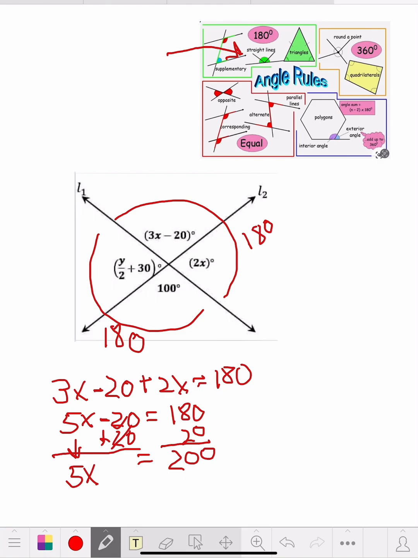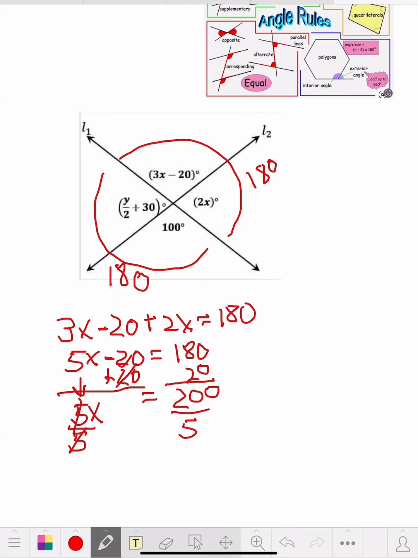So now we still got to get the x by itself. How are we going to do that? We divide. This is 5 times x, so the opposite of times is division. So we divide this side by 5, and we divide this side by 5. These two cross out. So you bring it down, it's going to be x equals 200 divided by 5 is 40. We just solved for x. Look at that. That was pretty easy.